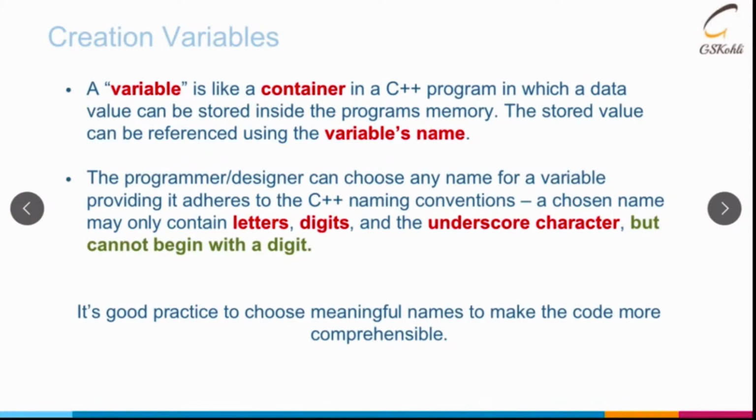The programmer or designer can choose any name for the variable, which obviously adheres to the C++ naming conventions, which in other words means you can start a variable name with anything you like without a digit. So you could have a name with a digit within the name, but you cannot start the name of your variable with a digit. So this is a section in green. I think that's the very important part which you might have to take a note of.